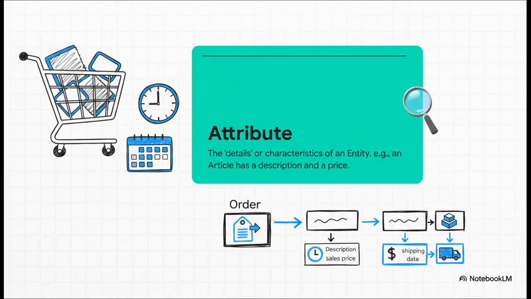Second, each of those entities has attributes. These are just the details, the characteristics that describe the entity. So an article has a description and a sales price. An order has an order date and a shipping date. These are all the specific pieces of information we need to store.